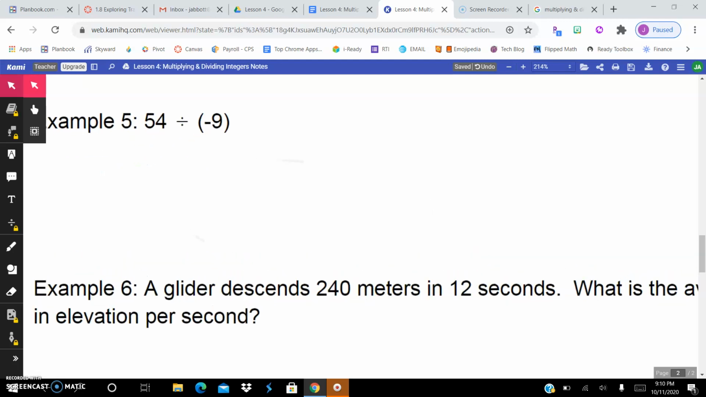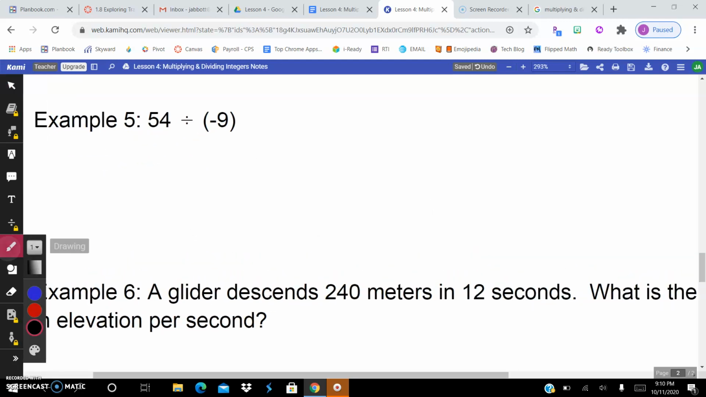Example 5, 54 divided by a negative 9. Well, 54 divided by 9 is 6. And a positive divided by a negative is a negative.